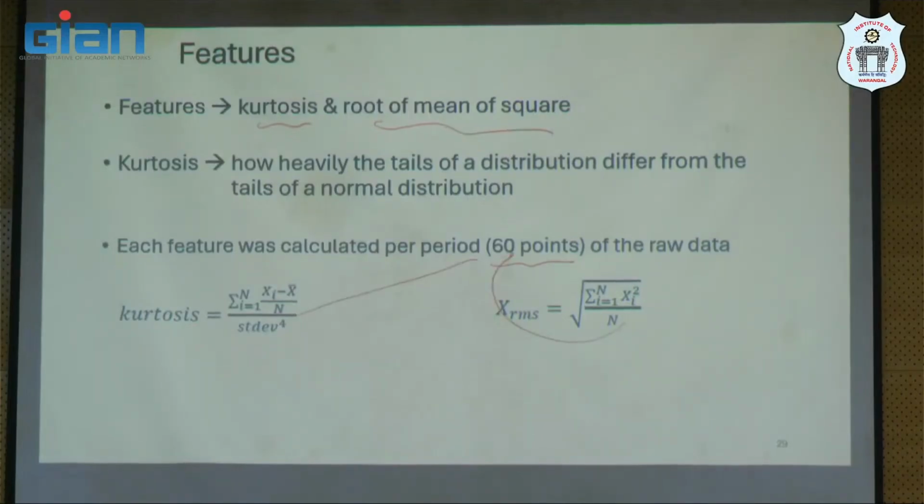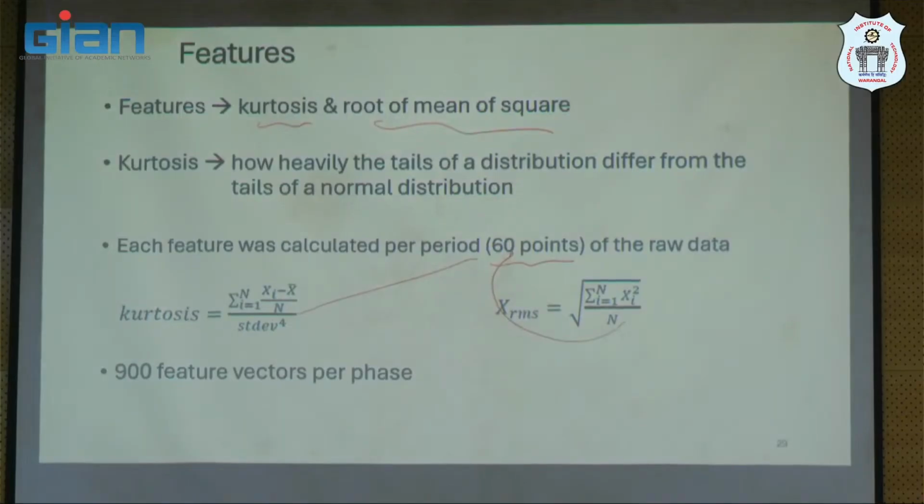And overall I had 54,000 points. So if I divide it by 60, I will have 900 feature vectors per phase. I have collected 3 line-to-line voltages, so each line-to-line voltage would generate 900 feature vectors of 2 dimensions, kurtosis and RMS. Is it clear?